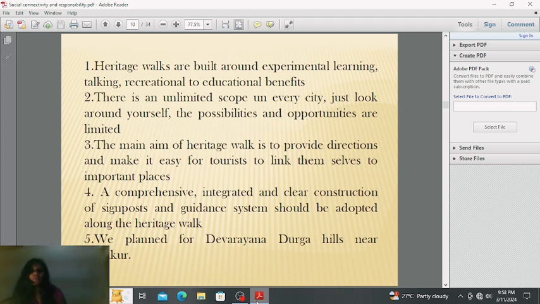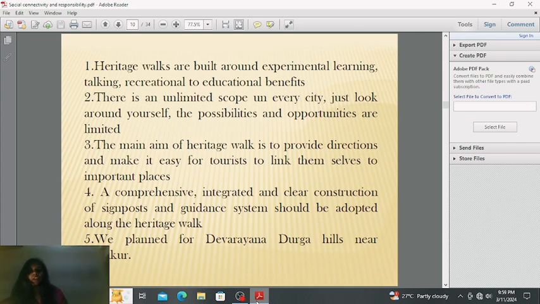So the main aim of this heritage walk is that it helps us direct ourselves and makes it easy for the tourists to link themselves to the important places. And a comprehensive, integrated and clear construction of signposts and guidance systems should also be adopted along the way of the heritage walk, which will help the tourist or any other foreign visitor to go to that place and explore the country or the city.